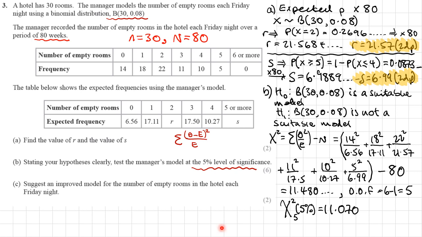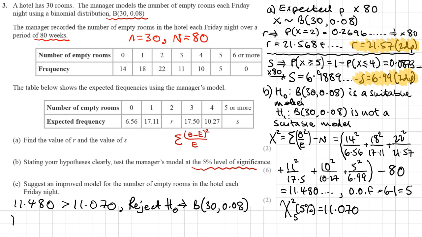So now I'm going to compare my test statistic, which was 11.480, and compare that to my critical value, and it's actually greater than the critical value, isn't it? So anytime our test statistic is greater than the critical value, that means we're going to reject H0, which means that our binomial with 30 and a probability of 0.08 is not a suitable model.